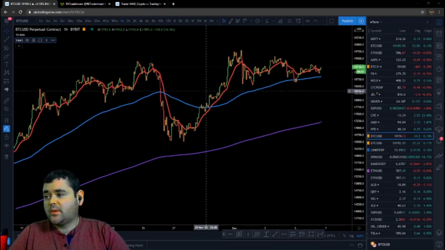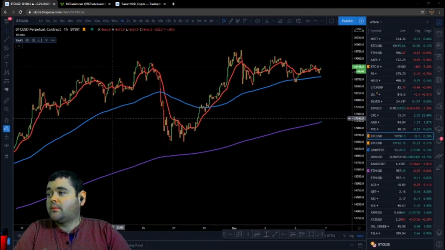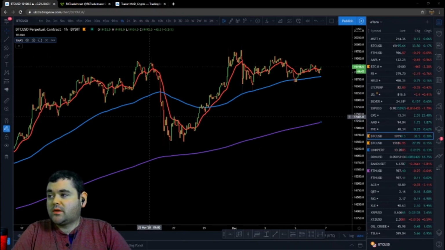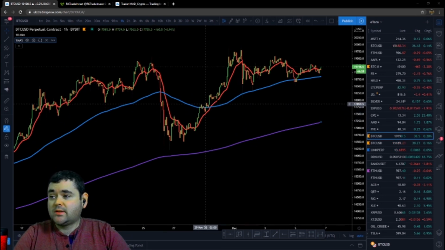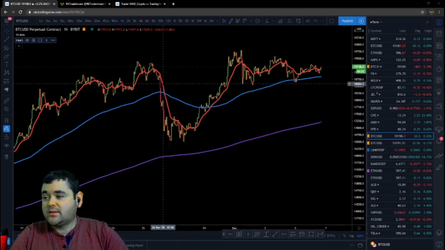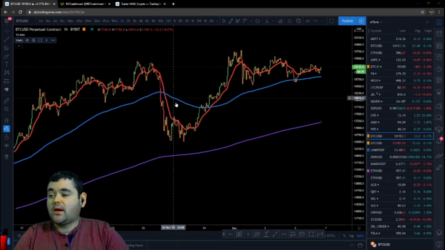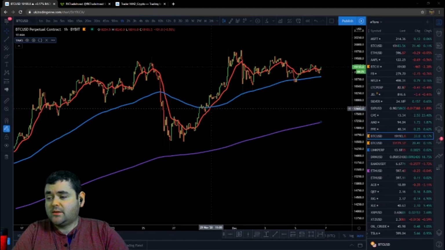So on the screen behind me, I'm on TradingView. I'm on Bitcoin on the Bybit 1 hour chart. I've got two indicators on this page now. I've got regular moving averages, so the red and blue moving averages you see there: the red is the 21 EMA, the blue is the 200 EMA, and that's just from a regular moving average indicator.